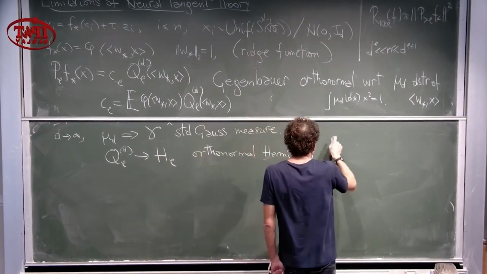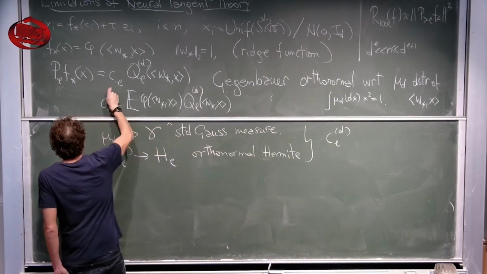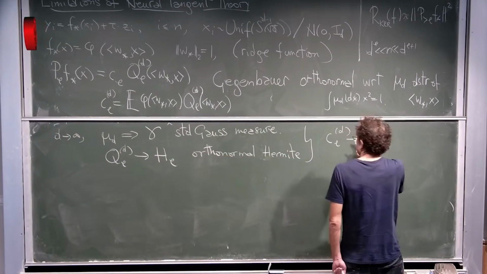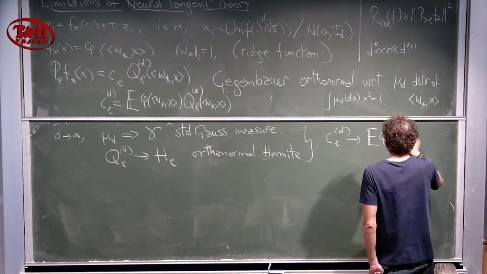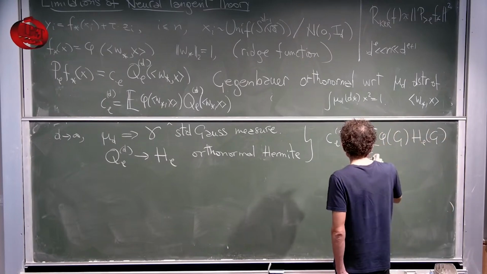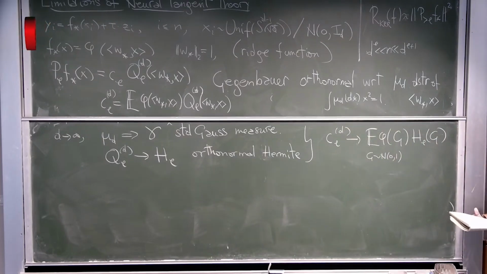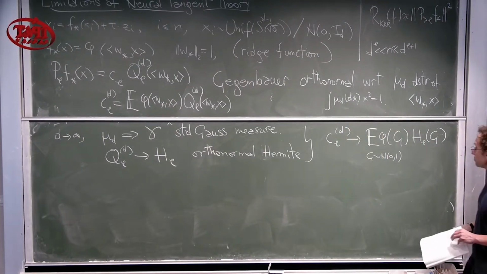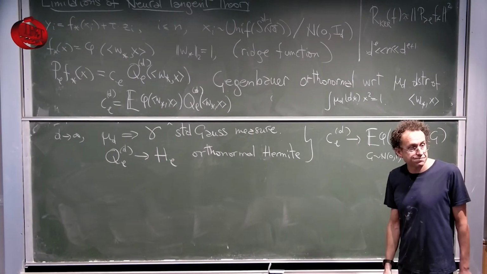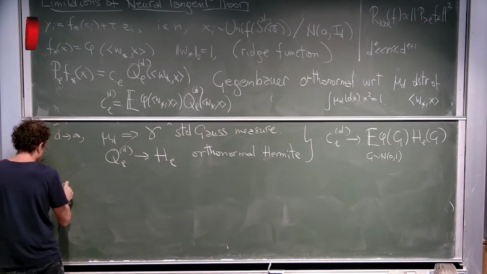What this implies together is that this c_l, as d goes to infinity, must converge to a limit that is the projection of P onto the Hermite polynomial, this expectation. So what we deduce from this is that, for a generic function P, all of the c_l are of order 1.